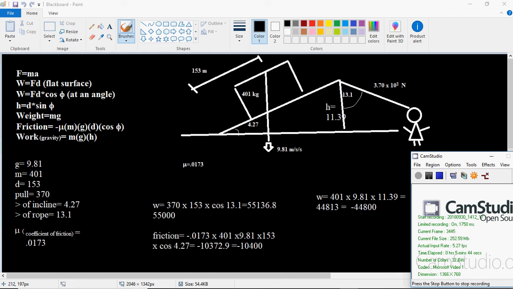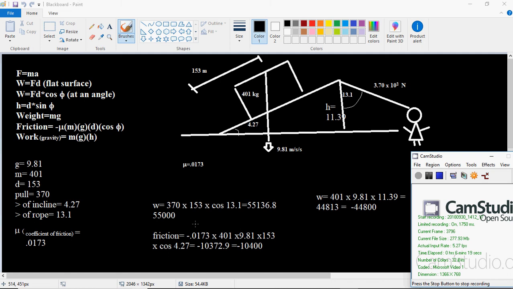Now, it was asked to do the work done by friction, and here I have the formula for that. It is negative mu, and mu is our coefficient of friction, 0.0173, times the mass, our 401 kilograms, times gravity, which is our 9.81 meters per second squared, okay, times displacement, which is 153 meters, times the cosine of theta. And now this will be our theta, the 4.27, okay?